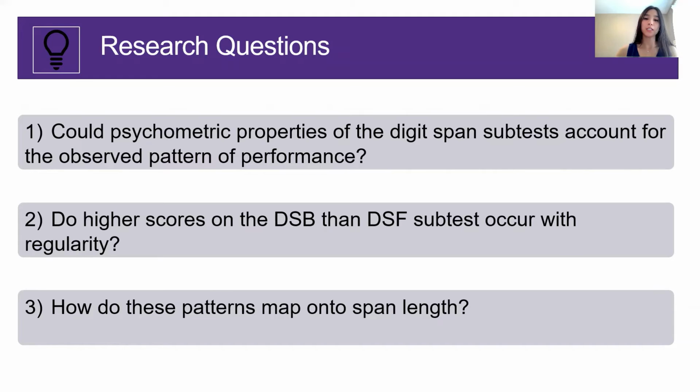In this study, we looked at the psychometric properties of the digit span task compared to other measures of the TILLS. We looked at the pattern of performance to determine whether children are commonly scoring higher on the digit span backward than forward task compared to other patterns. And finally, we looked at how scores mapped onto span length itself.